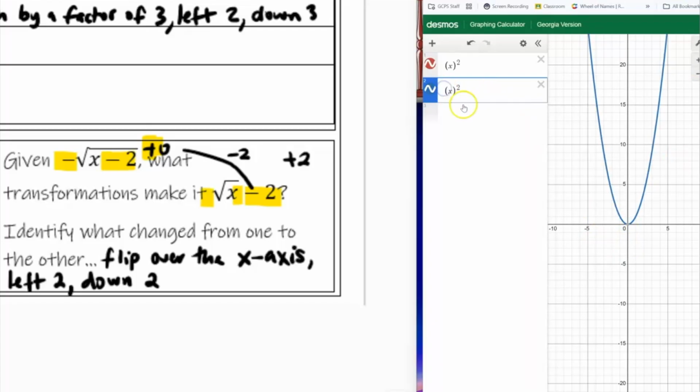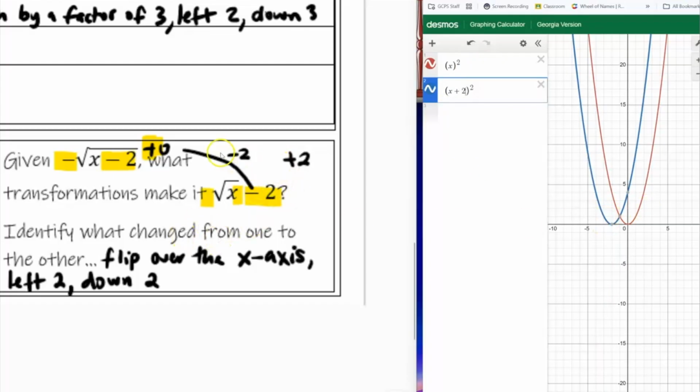What happens if I put a negative out? Does it flip over the x-axis? Yes, it does. Okay, so that part is right. All right, then what happens if I do left 2? So how do I do left 2, which is +2 on the inside, right? If I do +2, does it go to the left 2? Yes, it does. So that's okay.